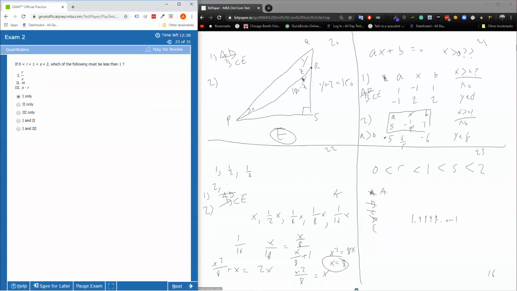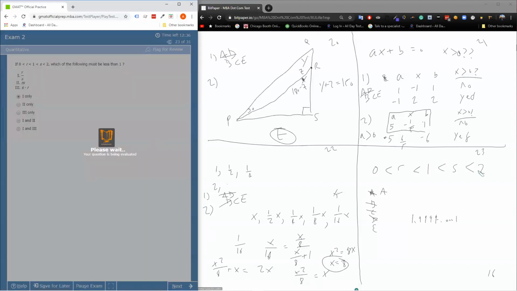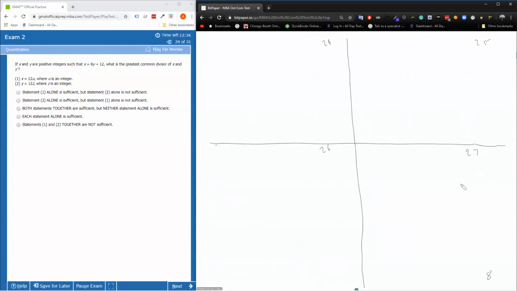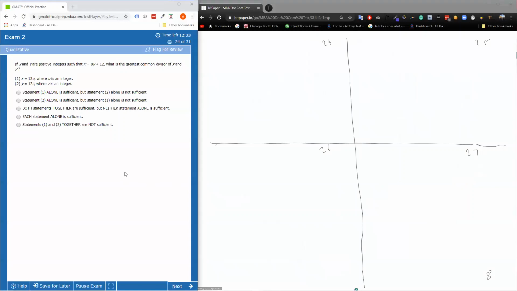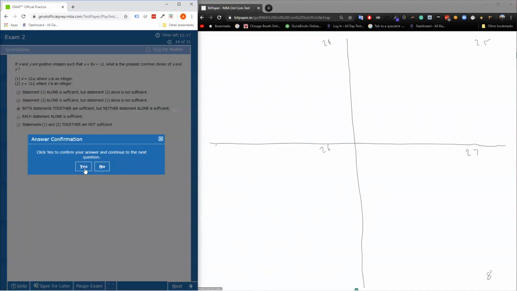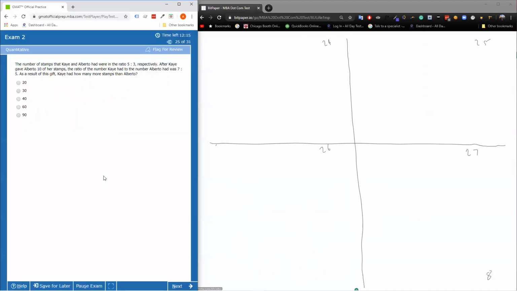Crap, I gotta skip maybe 2 questions. If x and y are positive integers, such that x equals 8y plus 12, what is the greatest common divisor of x and y? I'm gonna skip this to catch up.